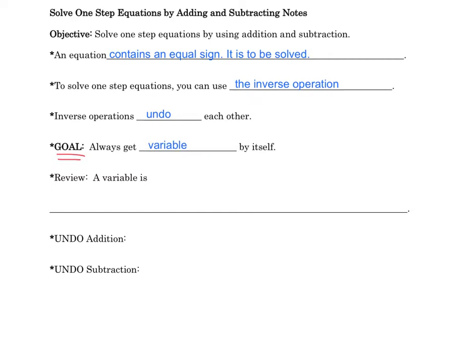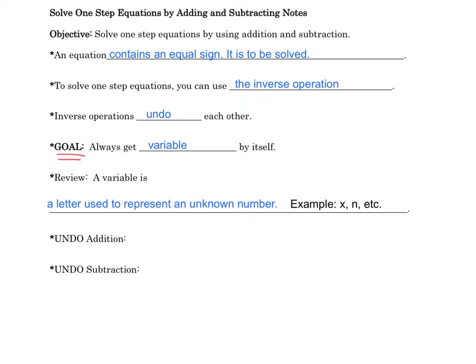So let's review what a variable is. A variable is a letter used to represent an unknown number. Some common examples of variables you'll see are x or n, or any letter to represent an unknown number.